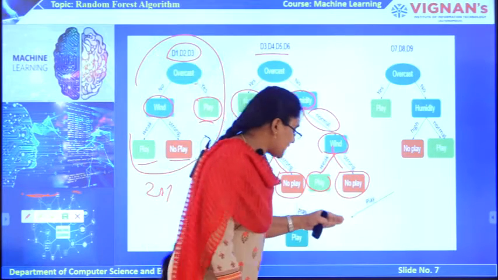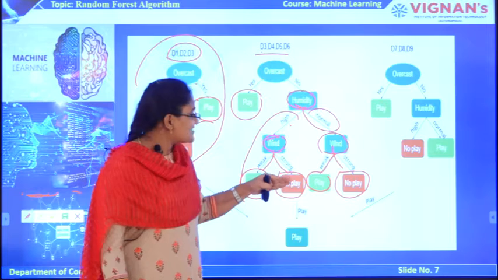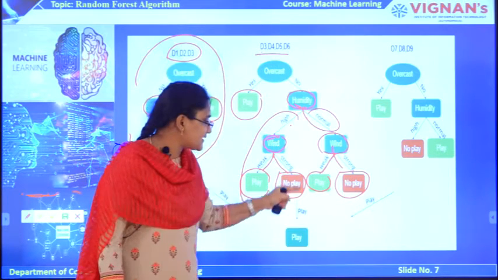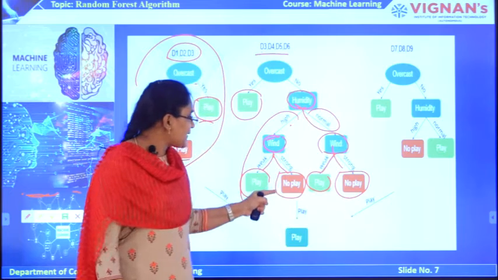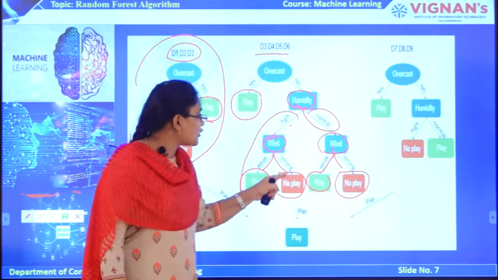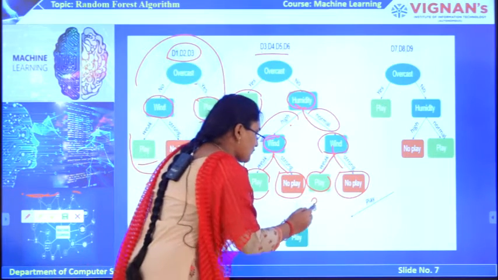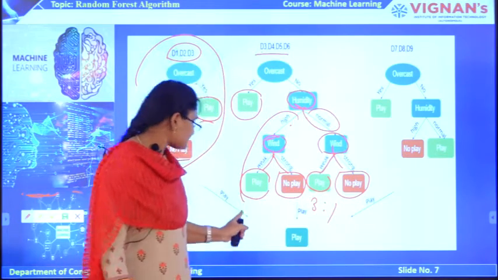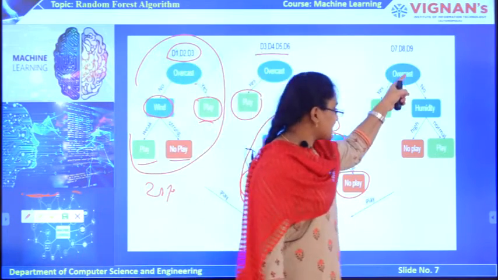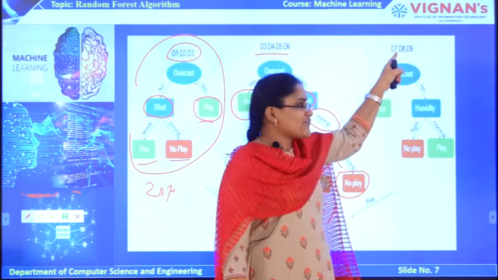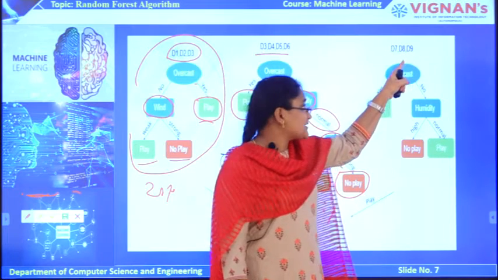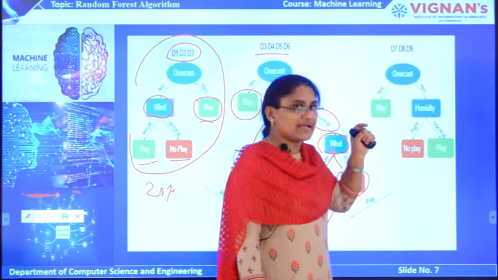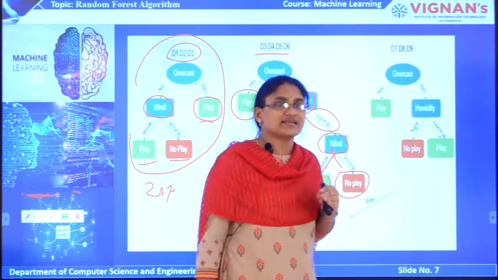After completion of the tree, we make the prediction. As a prediction, the final outcome of this decision tree is play. Why? Because the ratio between play and no play is 3:1. That's why the outcome of this tree is play. Next we have to consider another decision tree on my final subset of the data set. Here the final subset is D7 to D9. On this I have to construct the decision tree again.